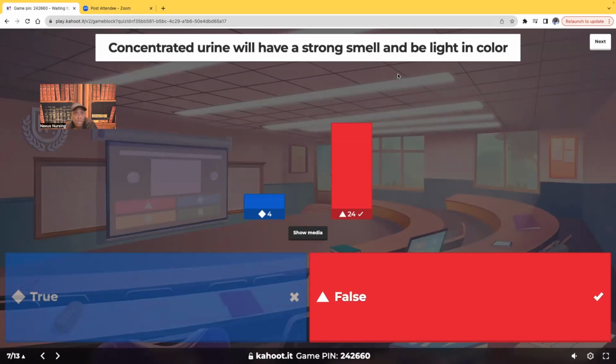If the urine is concentrated, maybe that patient's dehydrated, they're not drinking enough fluids, it's going to have a strong smell, but it's going to be dark in color. It's not going to be light in color. Matter of fact, that's one of the ways you can kind of tell if a patient's dehydrated, not drinking enough fluids. If you look at that urine and it's concentrated, it's very dark in color.